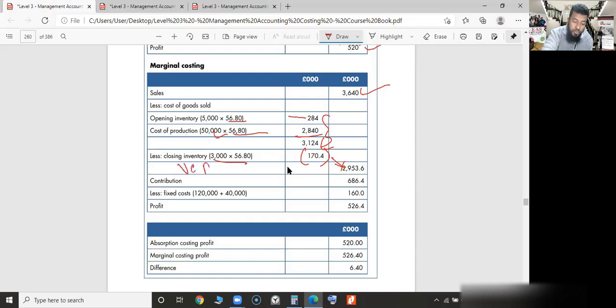We call it variable cost of deduction, because these are all variable costs. Taken away from the sales, you get contribution. Take off the fixed cost, this is your fixed cost, you get profit.